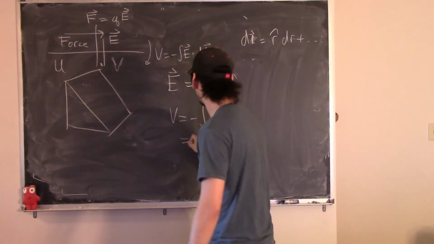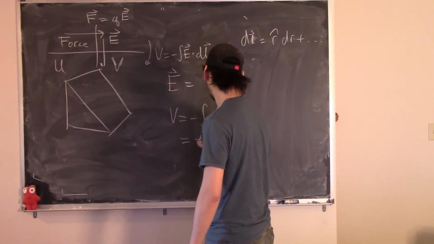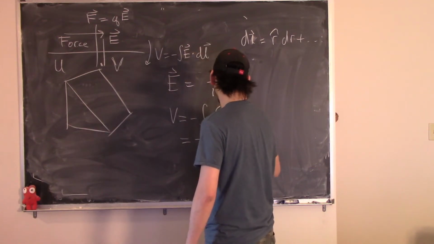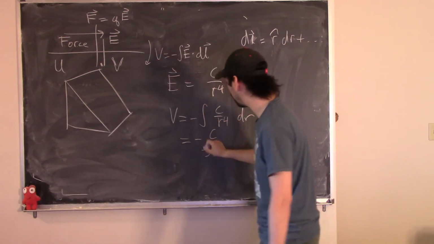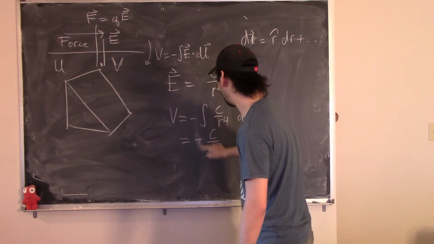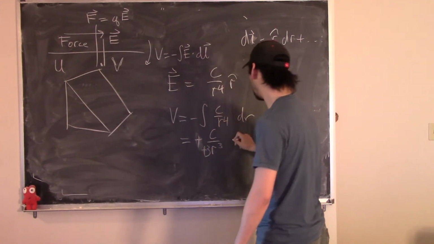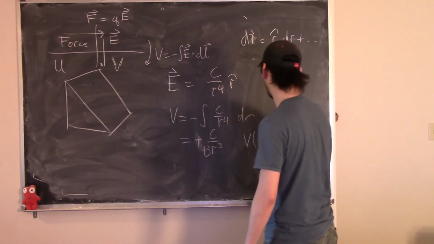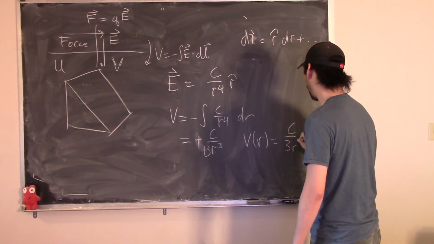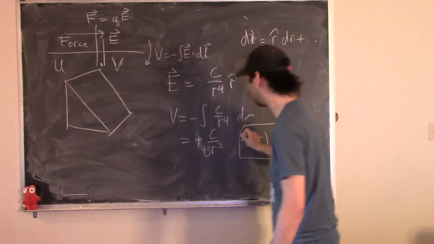So when we do this integral, this is going to be equal to negative C divided by r cubed with a negative 3 in the denominator. The minus signs are going to cancel, so minus minus becomes plus. And so our electric potential function, which is a function of r, is just going to be C divided by 3r cubed. Okay?